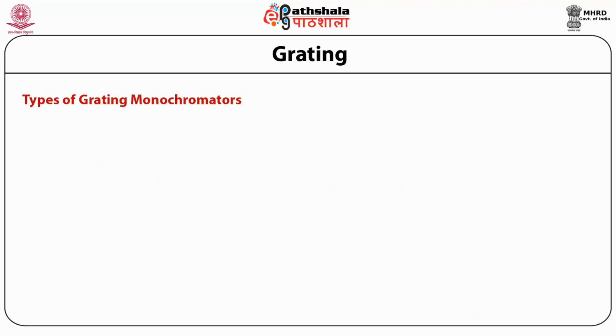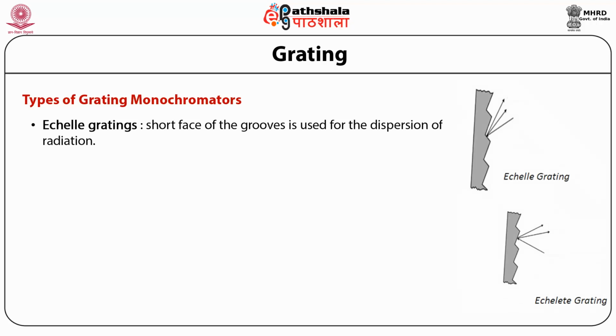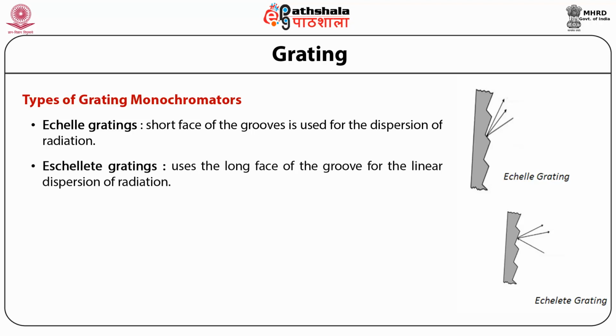Types of grating monochromators. Two types of gratings have been used in monochromators. One is Echelle grating and another is Echelette grating. In the first case, the short face of the groove is used for dispersion of the radiation. You can see from the figure on the right-hand side. In Echelette grating, the long face of the groove is used for the linear dispersion of the radiation.